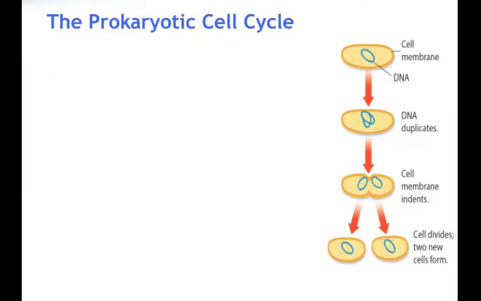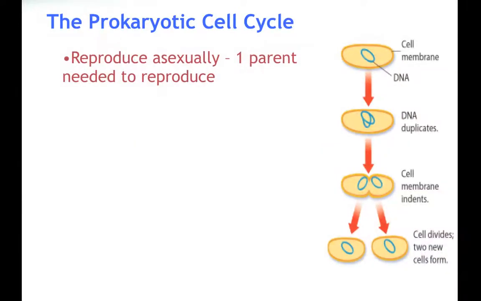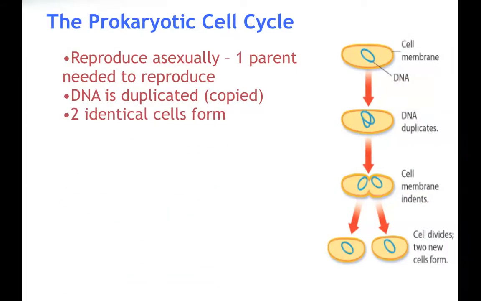Let's take a look at the prokaryotic cell cycle. As you can see, only one parent is needed to reproduce. This type of reproduction is called asexual reproduction. From the picture, you can see that the DNA duplicates, or in other words, is copied, and in the end, 2 identical cells are formed.